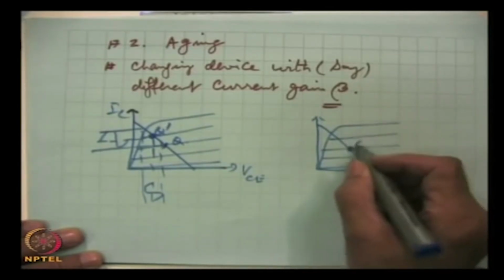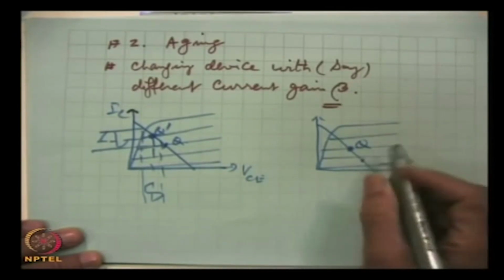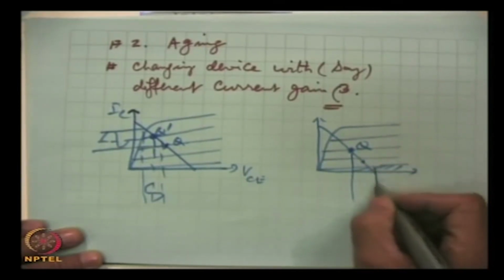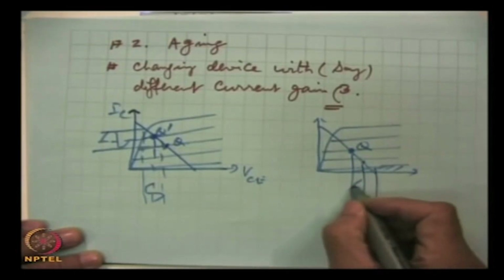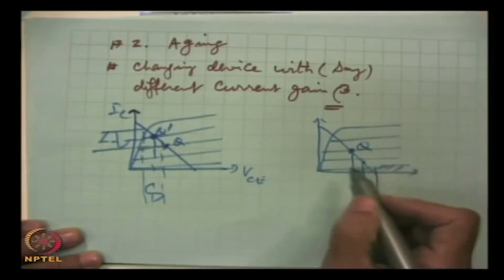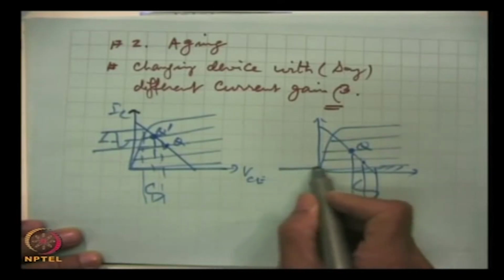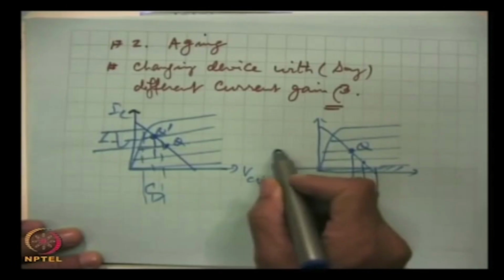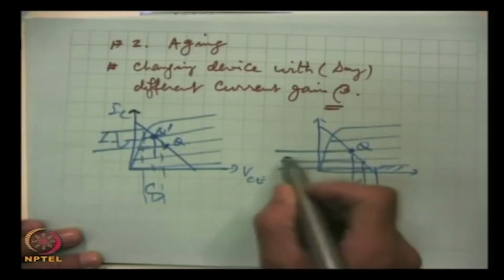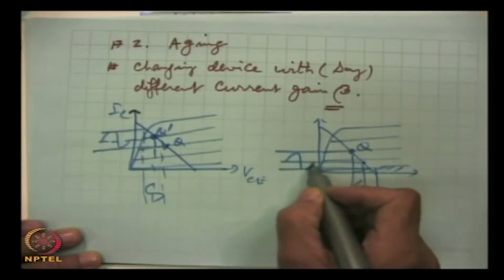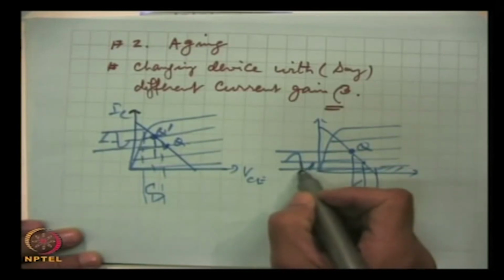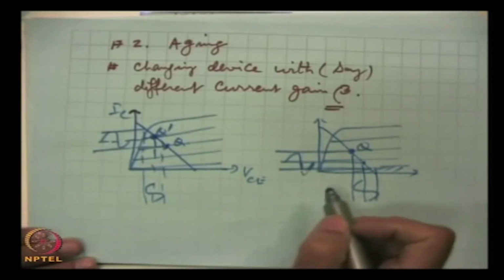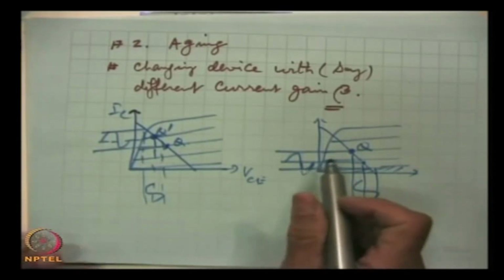If this was our original Q and if it shifts here and this is the cutoff region, and when we apply the signal, then the output will be distorted, because beyond it, it will be independent of the AC signal. So, it will be distorted like this here. It should be like this, but this portion will be missing. So, we will get a distorted output.